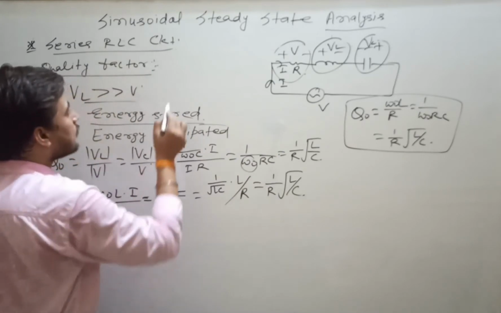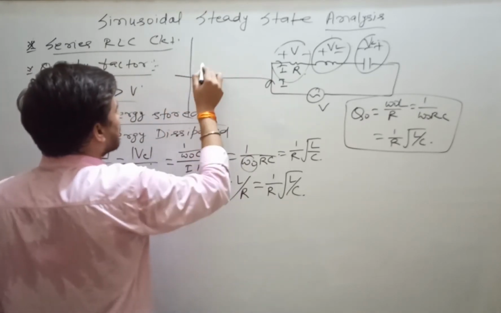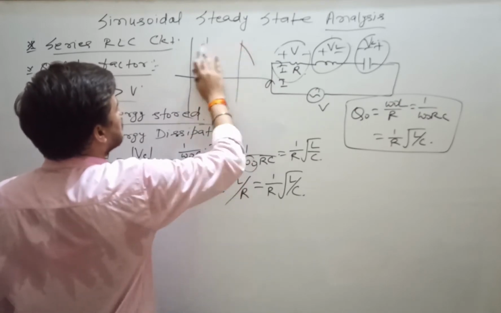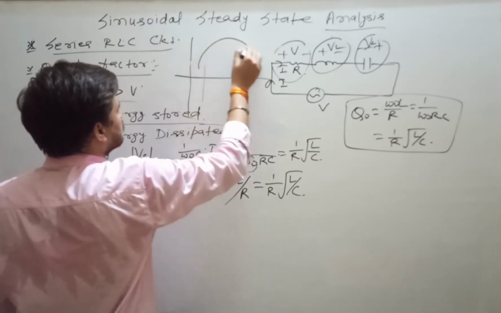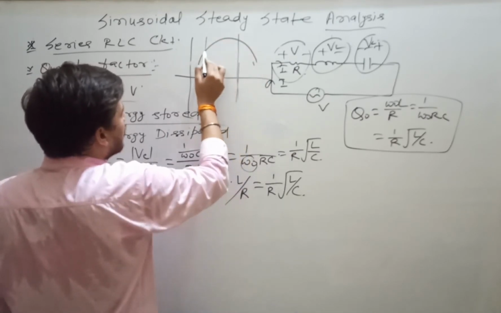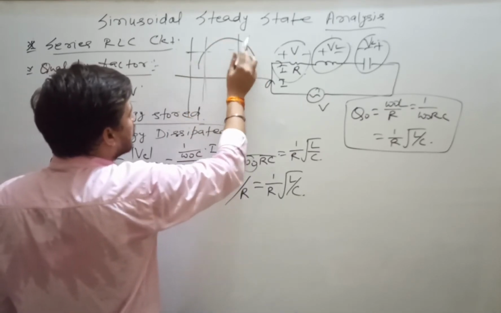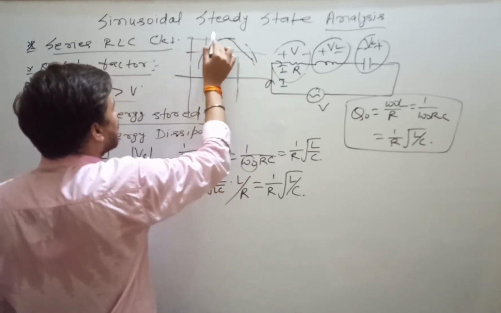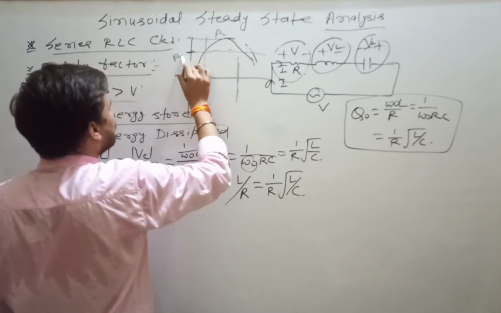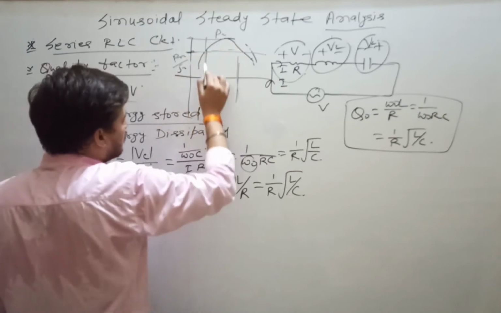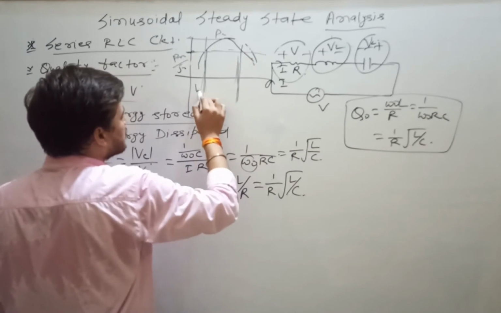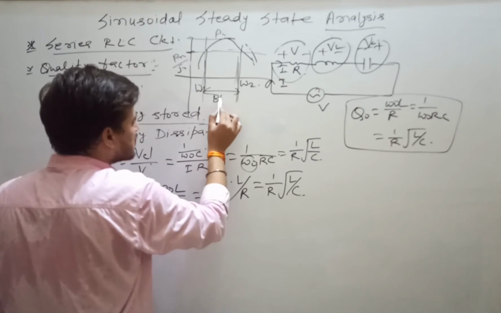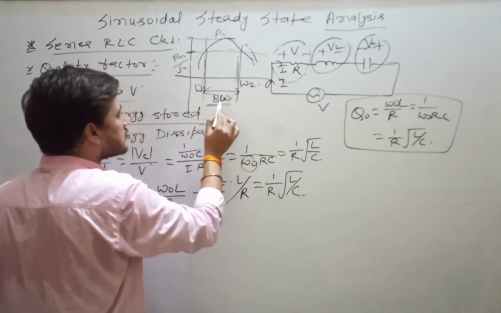So what is the meaning of bandwidth? You are having the circuit like this one. Now you are getting I naught by root 2, here also you are getting I naught by root 2. Clear? That means here power is P max, and here the power is P max by root 2. So now there is the boundary of frequency, this is omega 1, omega 2. This is the boundary of frequency, and the range of this boundary is called bandwidth.